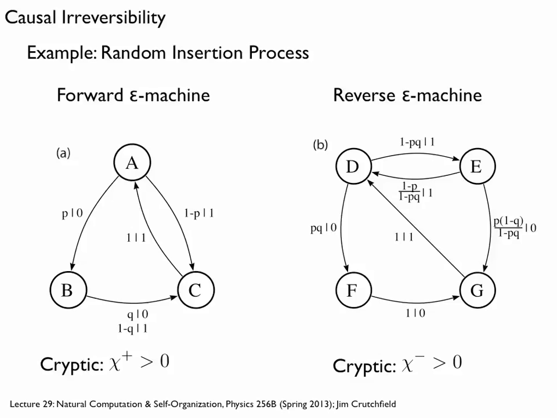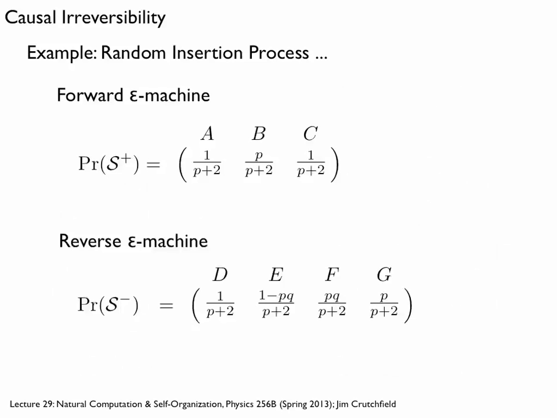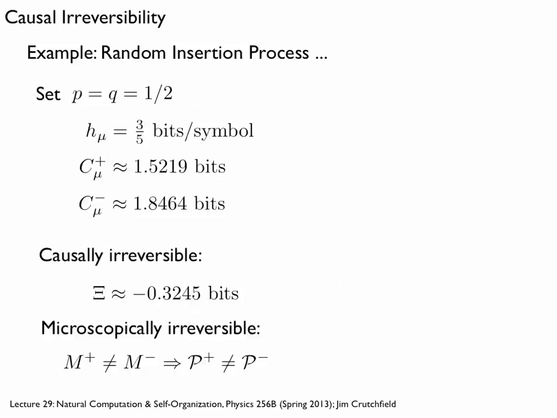And then, of course, because I've given this to you, you can go ahead and calculate the state distribution for the forward process and the reverse process in closed form. If you plug in them both being fair coin flips, then you end up with these numbers. So forward and reverse entropy rates are 3/5 bits per symbol, 0.6 bits. Forward, about 1.5 bits. Reverse, about 1.8 bits. So we have about a third of a bit of causal irreversibility, and they're not the same. Therefore, the process is not microscopically reversible.